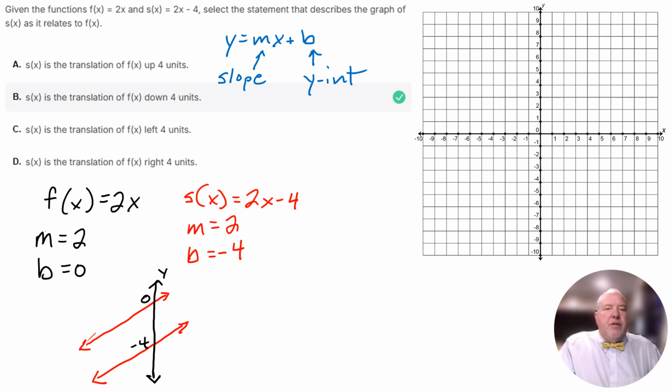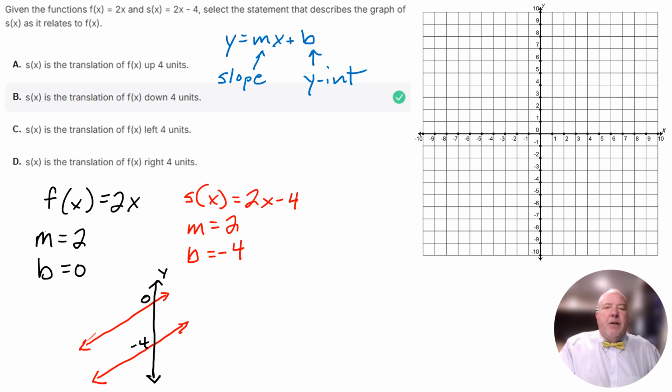And so if you look at those, you might be able to figure out that they're the same line, but one has just been dropped down or translated down 4 units. And so from that, you could come up with the answer B. The translation is down 4 units. Now, I will point out one other thing.